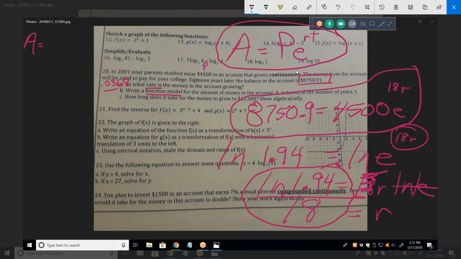Actually, I'm wrong. For this question, I just reread the question. They do want P to be 4,500. But the rest of it, E doesn't change. R, we just figured out, was 0.0368, and times T. And there's our answer. In other words, there's the function we would use if we wanted to know what the money would be worth in 25 years or in 10 years. This is what you would use.